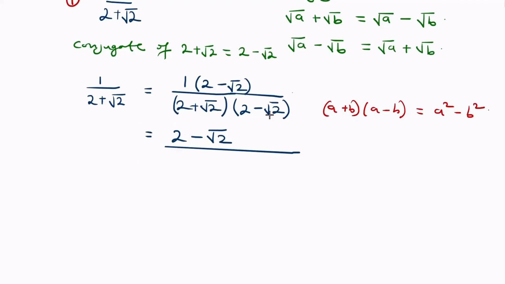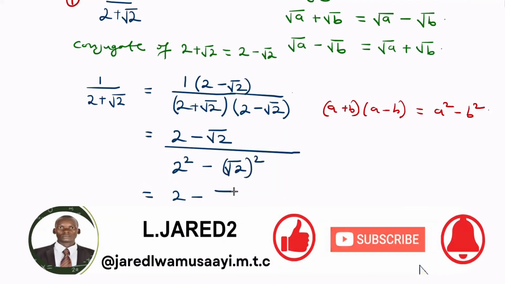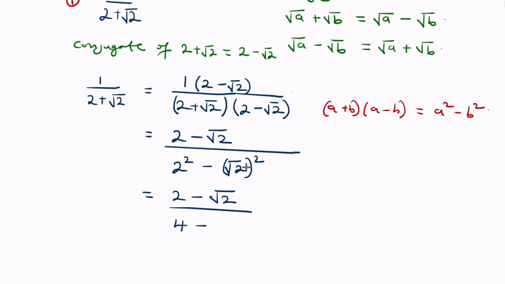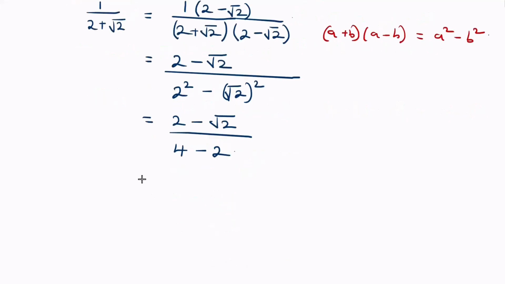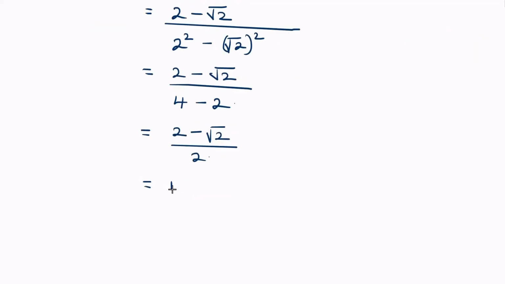In every denominator, as we multiply the denominator by its conjugate, the expression we get is in terms of the difference of two squares. So we are going to have 2 squared minus the square root of 2 squared. So this is the same as having 2 minus the square root of 2 divided by 4 minus the square root of 2 squared, which is 2. So this is the same as having 2 minus the square root of 2 divided by 4 minus 2, which is 2.